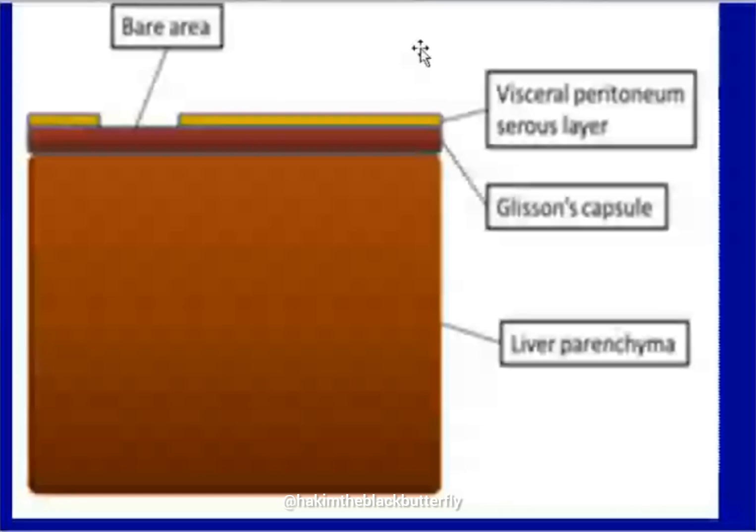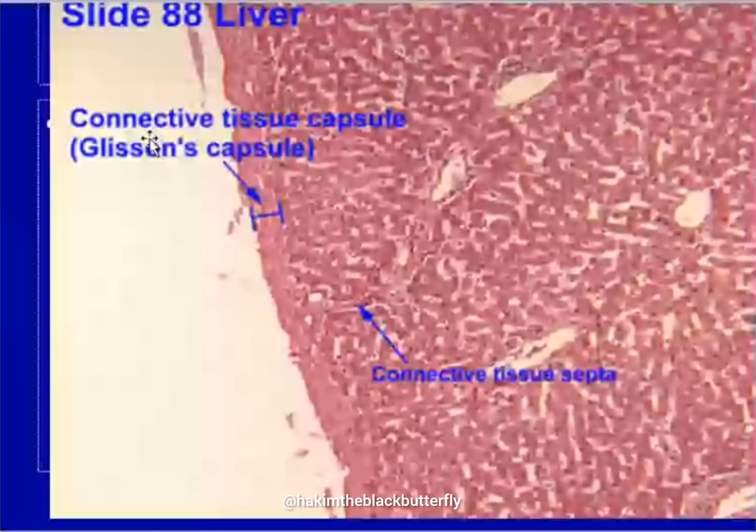Now, let us look at the importance of Glisson's capsule. This is a real liver tissue where they got a sample of liver, sectioned it, processed it, and photographed it under a microscope. So this is real liver tissue.